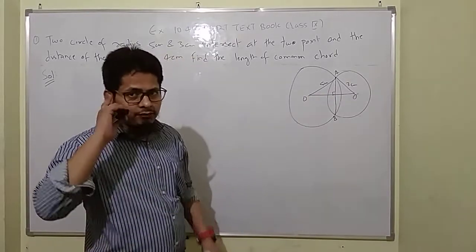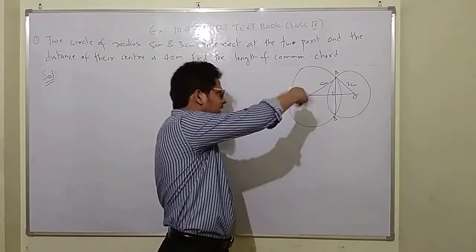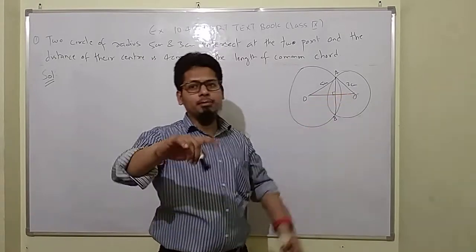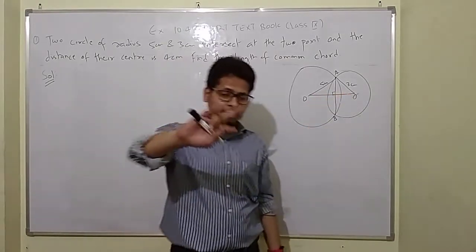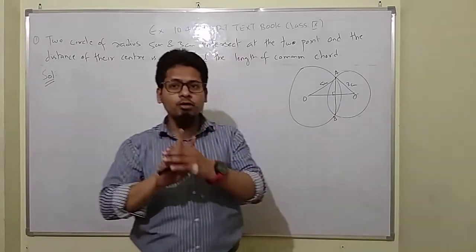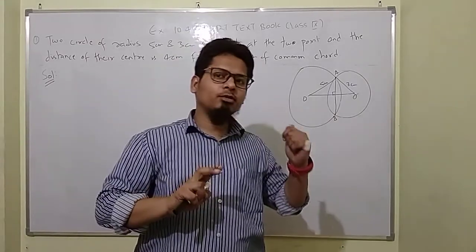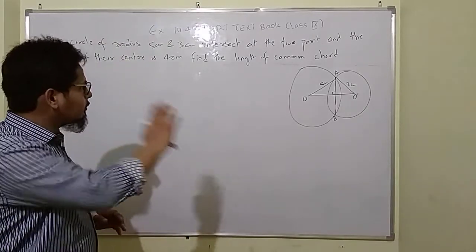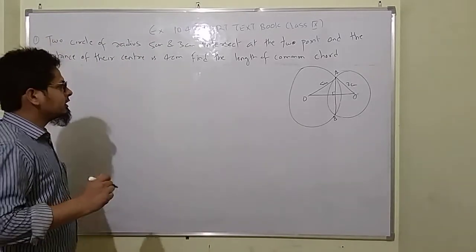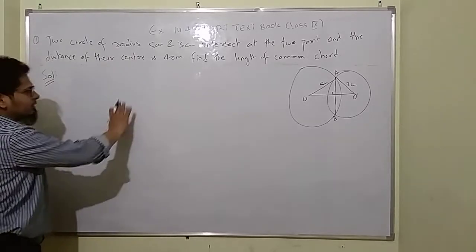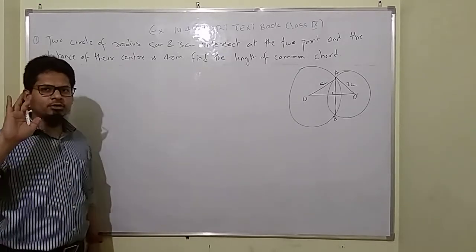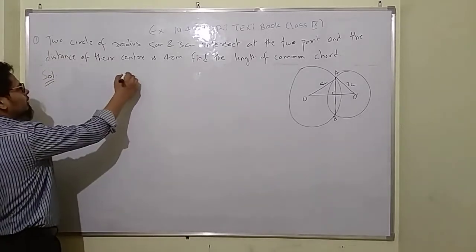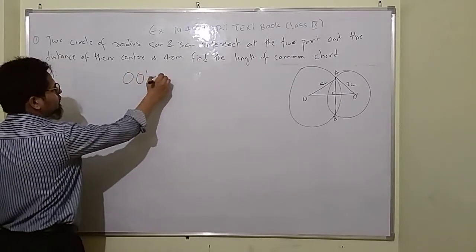One thing we have assumed is that if we draw this type of figure, then that OO dash will be the perpendicular bisector. These two things we have to assume with this question. Alright class? Understand? Now I am going to start this problem. It's a very simple problem. Just the Pythagoras theorem will be used here.